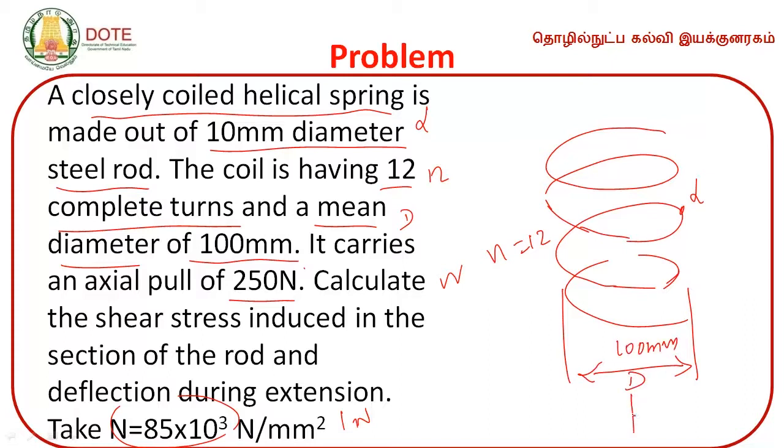We have to find the mean radius R. The reason: torque is equal to applied load into perpendicular distance. The perpendicular distance is measured to the neutral axis, so we write it as R. Perpendicular distance is nothing but the radius. It carries an axial pull of 250 Newton. The load W is equal to 250 Newton.